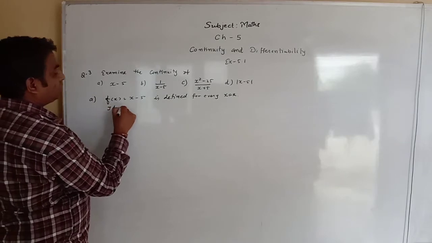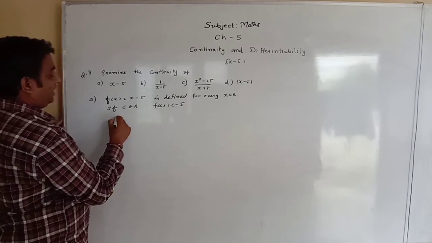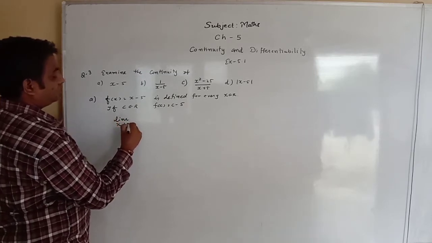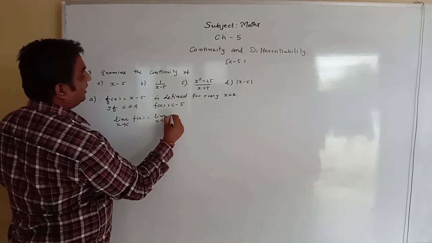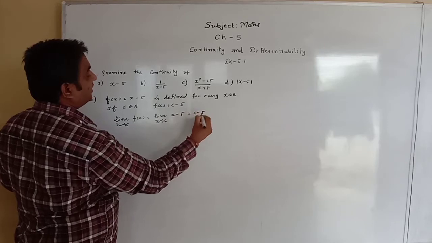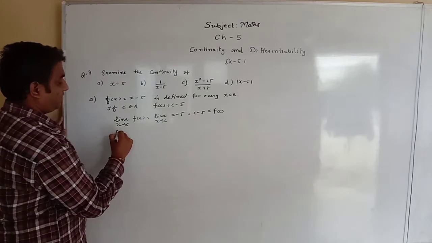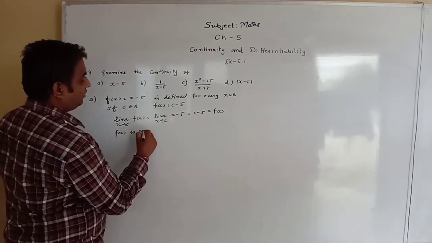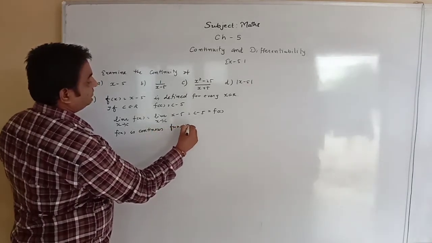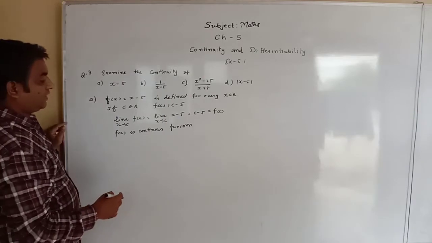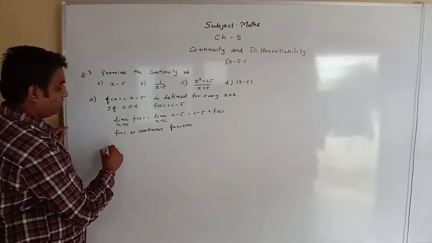So if c belongs to R, then f(c) equals c minus 5, and limit x tends to c of f(x) equals limit x tends to c of x minus 5, which is c minus 5, which equals f(c), and so f(x) is a continuous function. Now we want to prove 1 upon x minus 5. So here x minus 5 is a continuous function, so f is a continuous function.